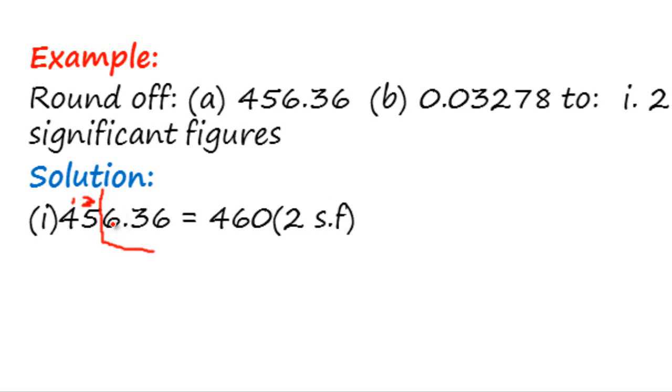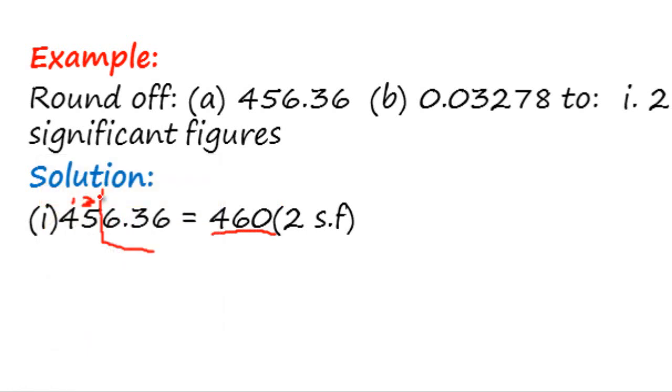Now, 6 is the digit closest to the second significant figure, which is 5. Now you are going to round 6 up to 1 and add that 1 to 5, and that 5 will turn to 6, and this figure will turn to 0. Another one will turn to 0. There is no point writing 0.00, so we just remove it. That's why we get 460.